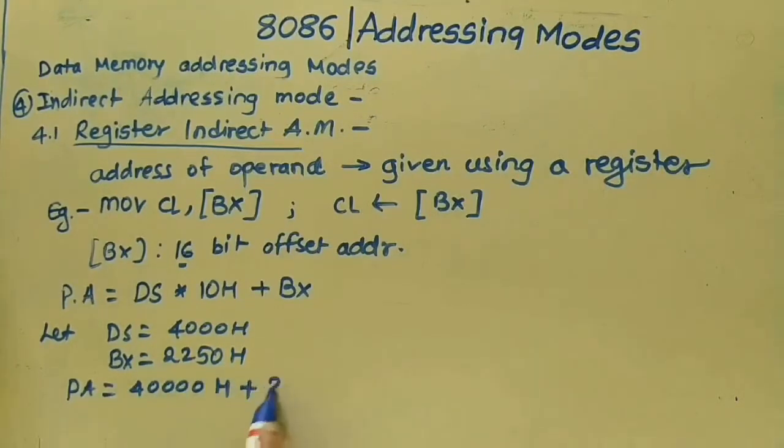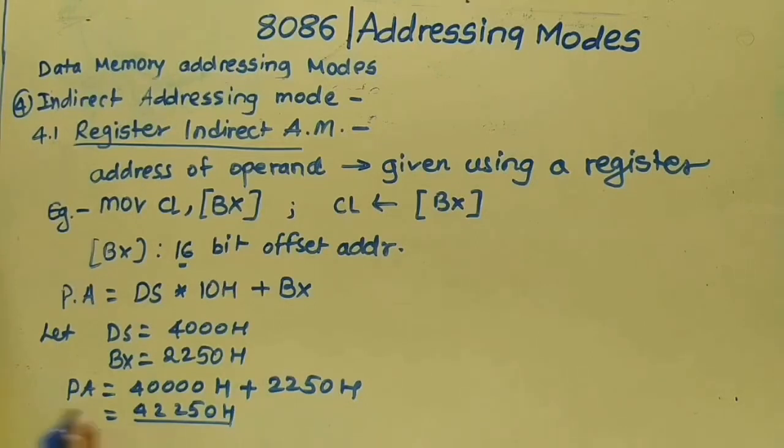The physical address will become 40,000H plus 2250H. So the physical address will become 42250H. So data from this 42250H will be moved into the CL register. So here in the CL register, data from this location 42250H will be moved.